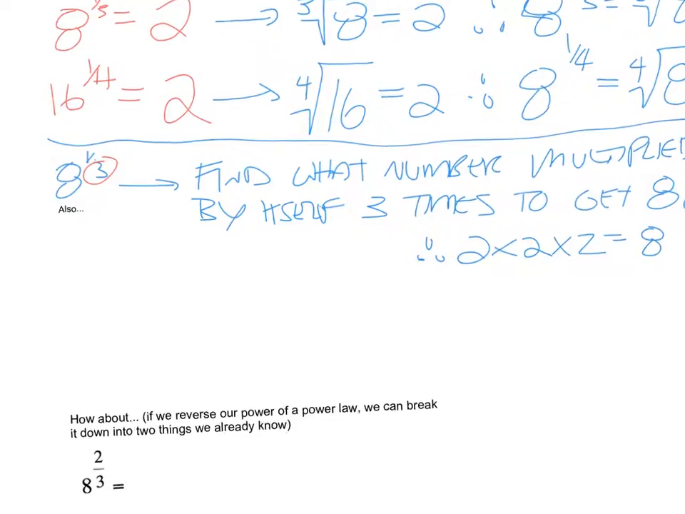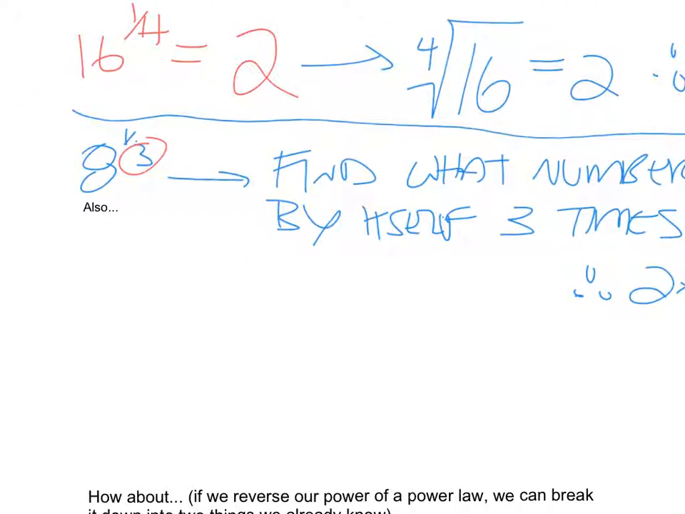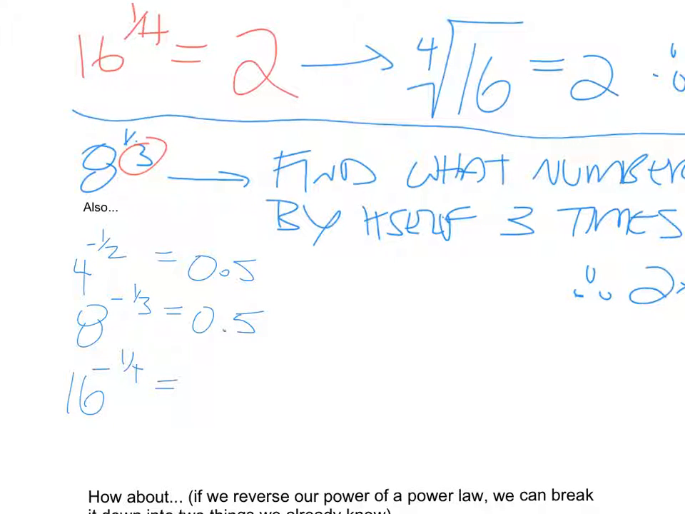Now, what happens if I use the same numbers again, 4, but this time I go negative 1/2, 8 to the negative 1/3, and 16 to the negative 1/4. If I punch these in the calculator, the answer is going to be 0.5, and 0.5, and 0.5. Now, why is that? Why is it giving us a decimal this time, with that negative sign?